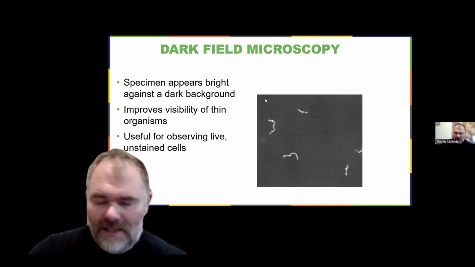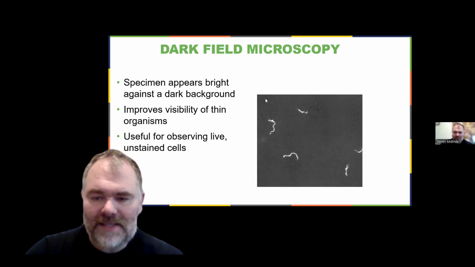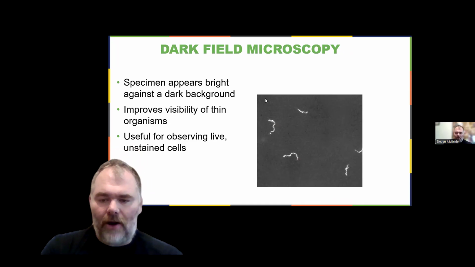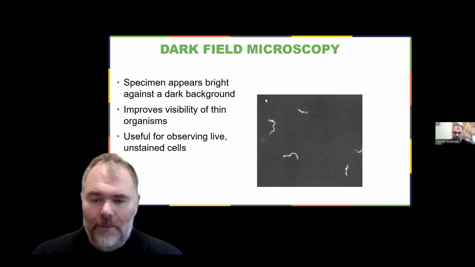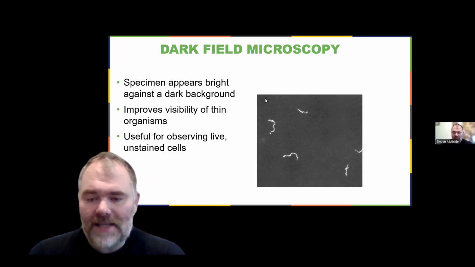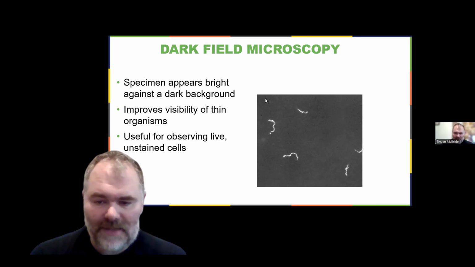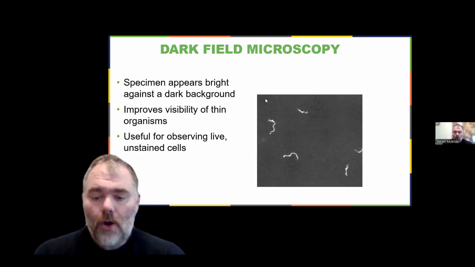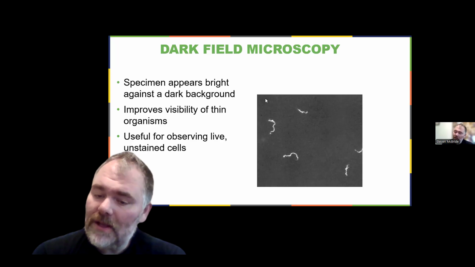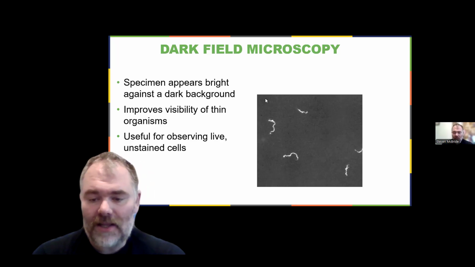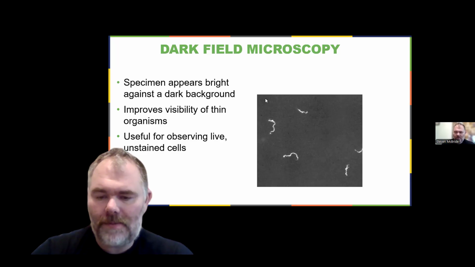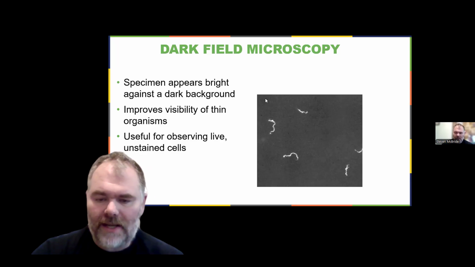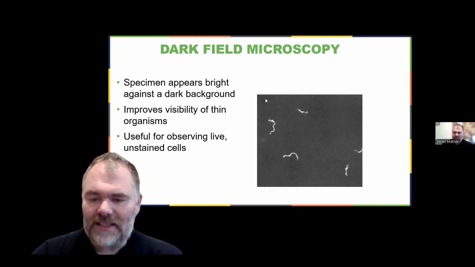Dark field microscopy improves contrast by making the specimen appear bright against a dark background. Unlike bright field microscopy, where light passes directly through the sample, dark field microscopy blocks central light and only allows light scattered by the specimen to enter the objective lens. As a result, organisms that would normally be difficult to see become brightly illuminated against a nearly black background. This is especially useful for observing live, unstained microorganisms that are thin or nearly transparent.